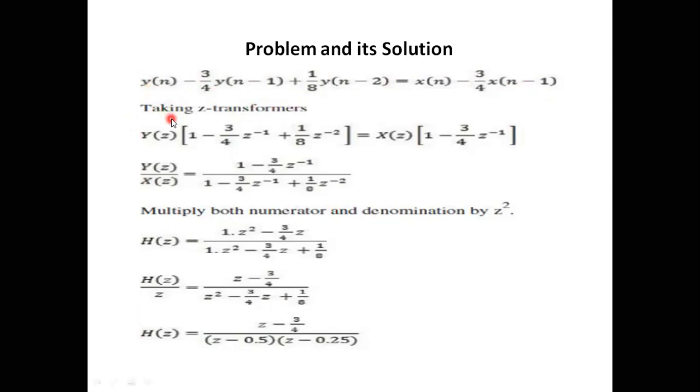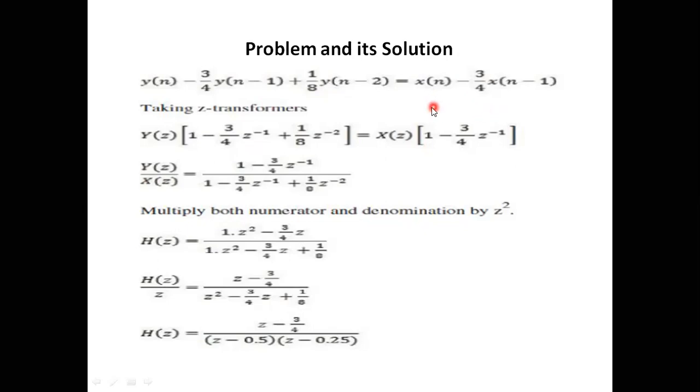Now taking the Z transform, y[n] becomes Y(z). The minus 3/4 stays as it is, and the Z transform of y[n minus 1] will be z to the power minus 1 times Y(z). Similarly, plus 1/8, and the Z transform of y[n minus 2] will be z to the power minus 2 times Y(z). This is the Z transform of the LHS of the equation, and I have separated out Y(z).